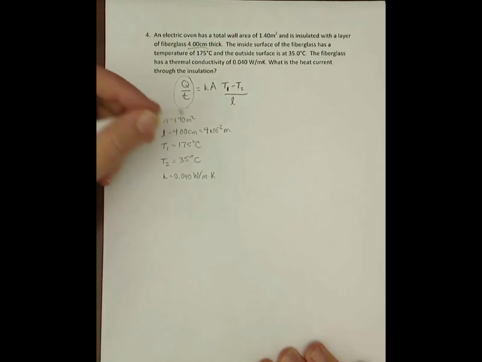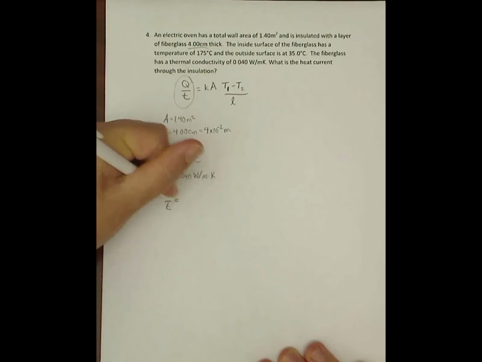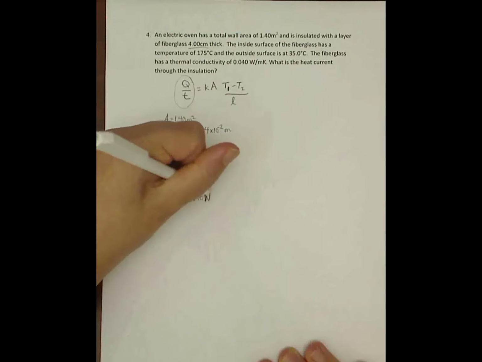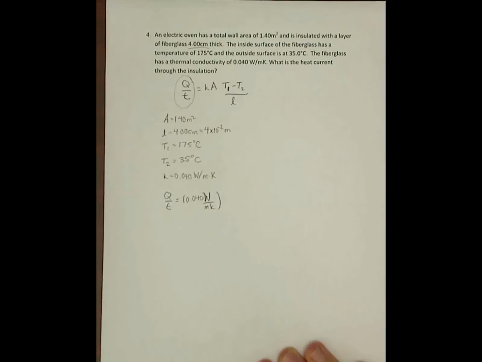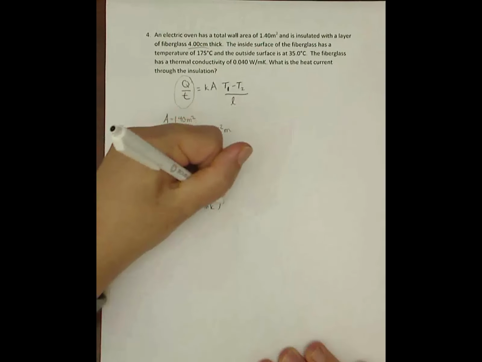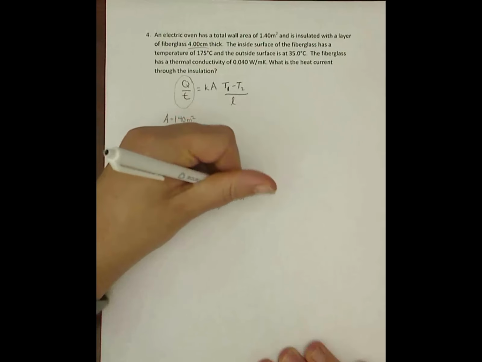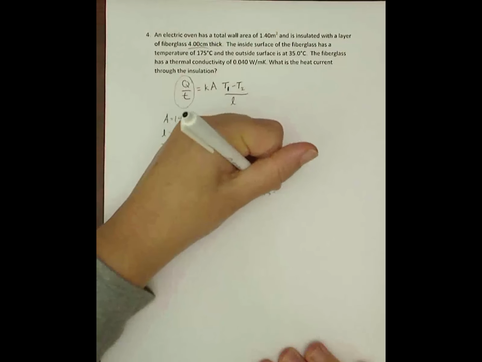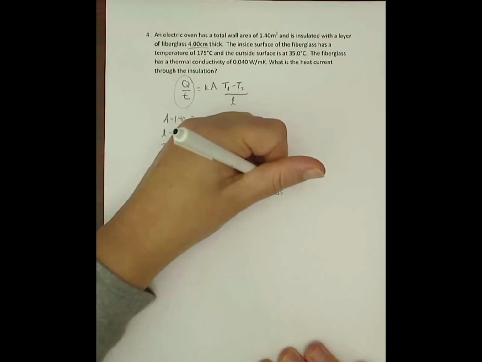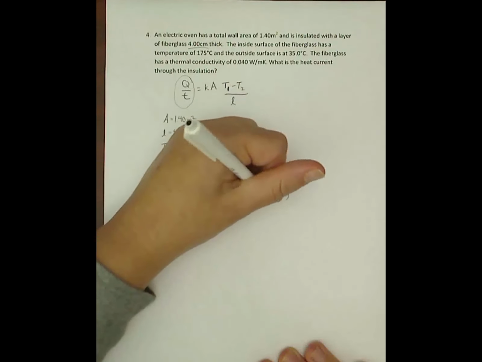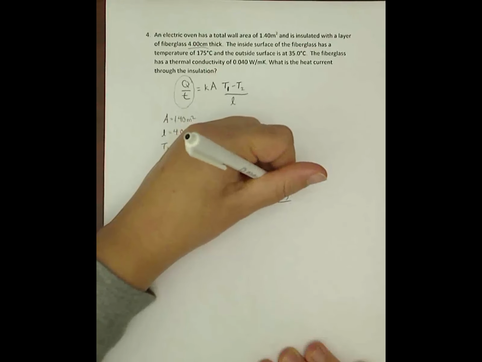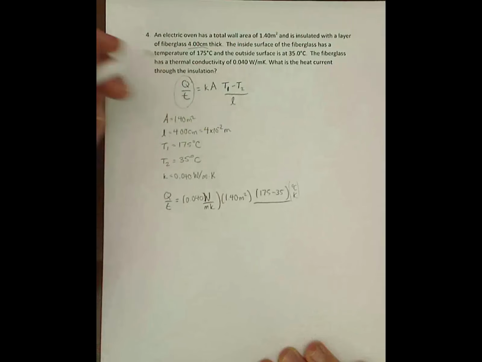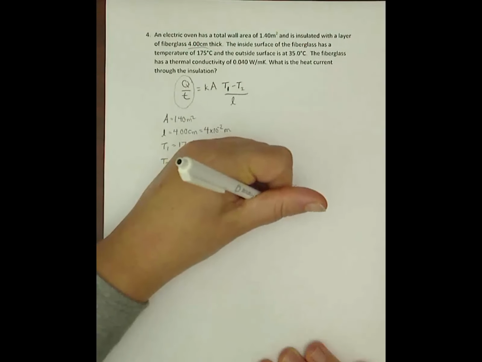So now it's just a matter of plugging it in. So Q over T, the heat current, is equal to 0.040 watts per meter Kelvin. Let's put in the units so we can see how it works out. A is 1.40 square meters. T1 minus T2, 175 minus 35 degrees C, or equivalently Kelvin, and the length is 4 times 10 to the minus 2 meters.